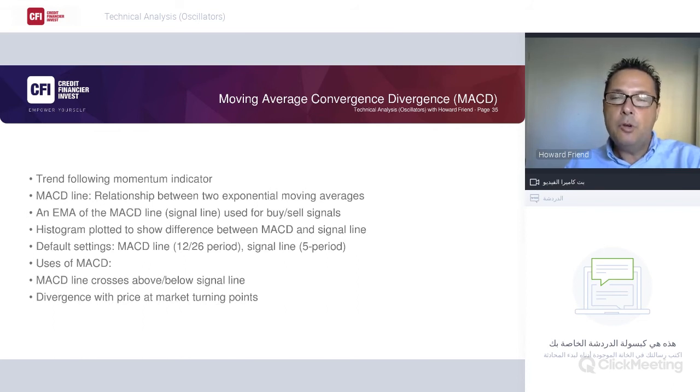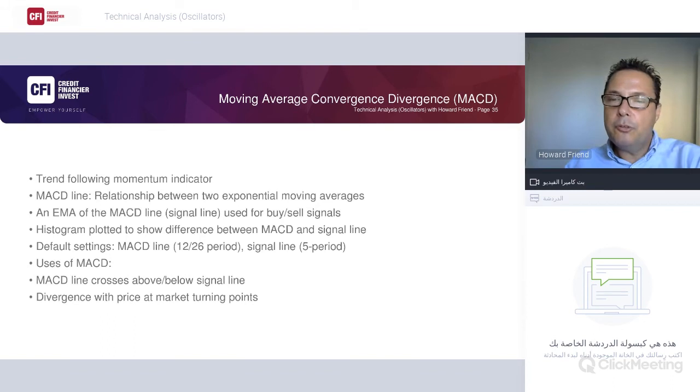And then you do a moving average of the MACD line, and that gives you what they call the signal line. So when the MACD line crosses below the signal line and vice versa, you have signals. So it basically uses the exponential moving average of the MACD line for the buy and sell signals. That's the signal line. And there's a histogram to show the difference between the MACD and the signal line. So the default setting for MACD is basically the 12 and the 26 period exponential moving average, and the signal line is just a 5 period moving average of that.